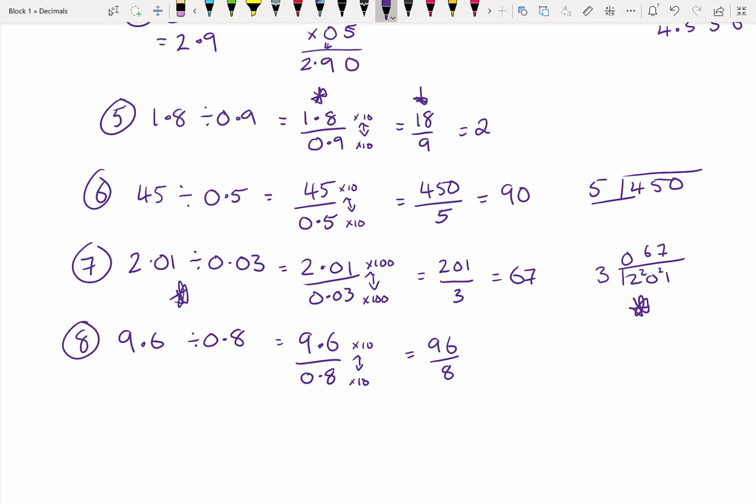Okay, again, you might want to set it out like that. Decide how many 8's go into 9. Well, one of them does, with one left over. How many 8's go into 16? 2. So we find then 12 is our answer.